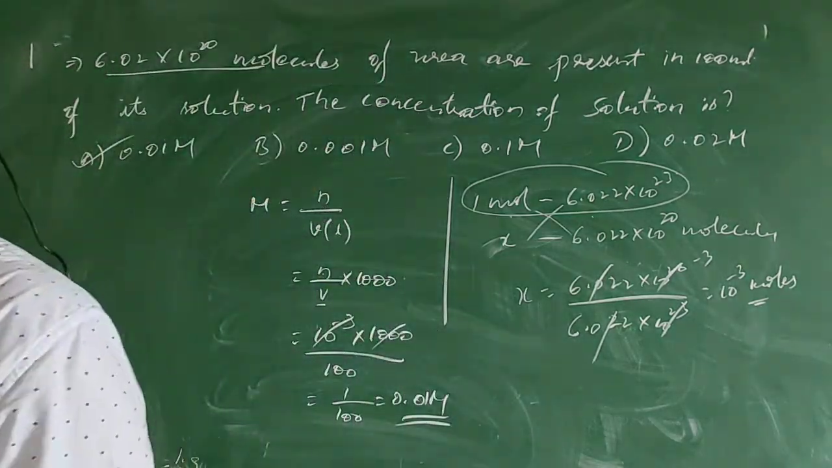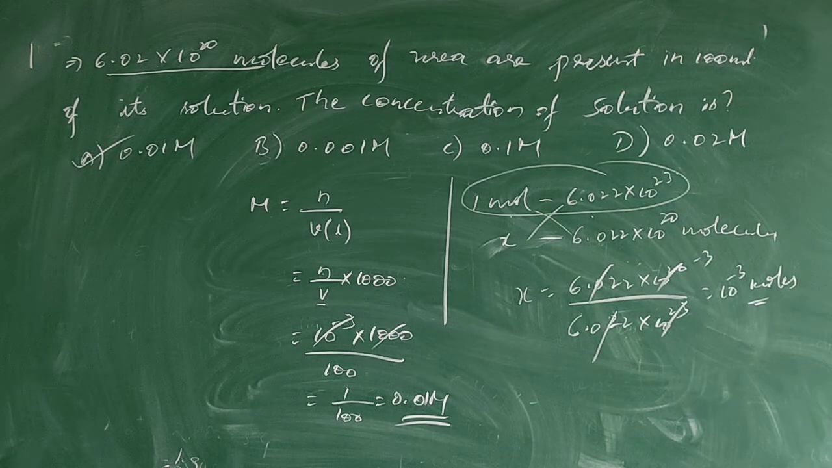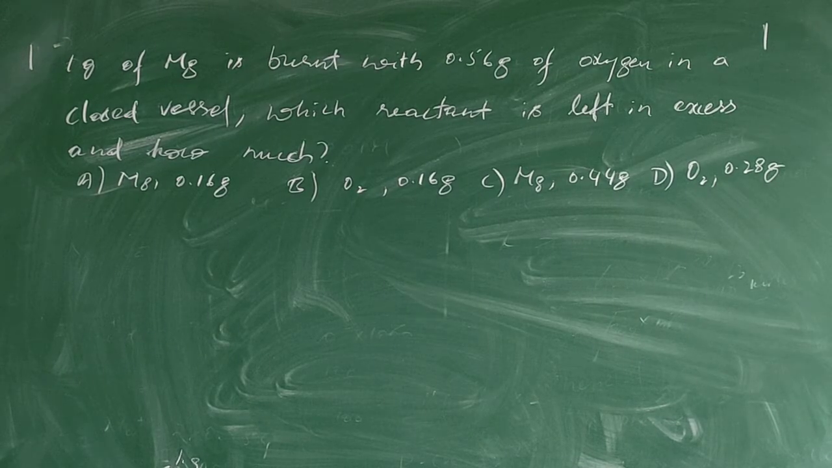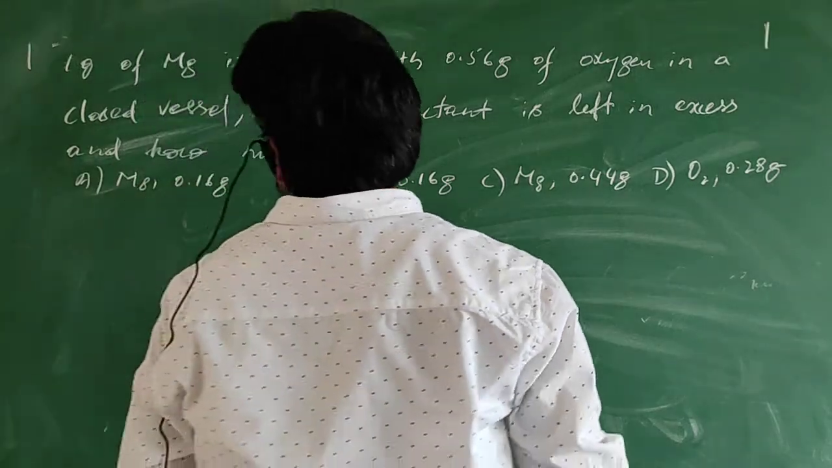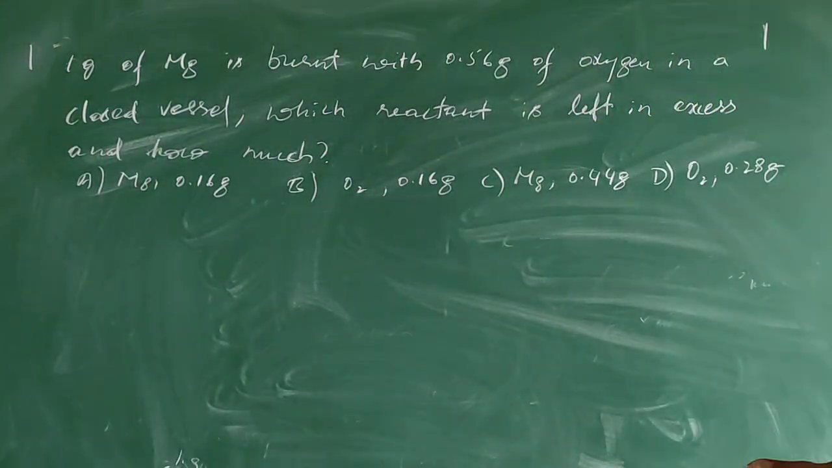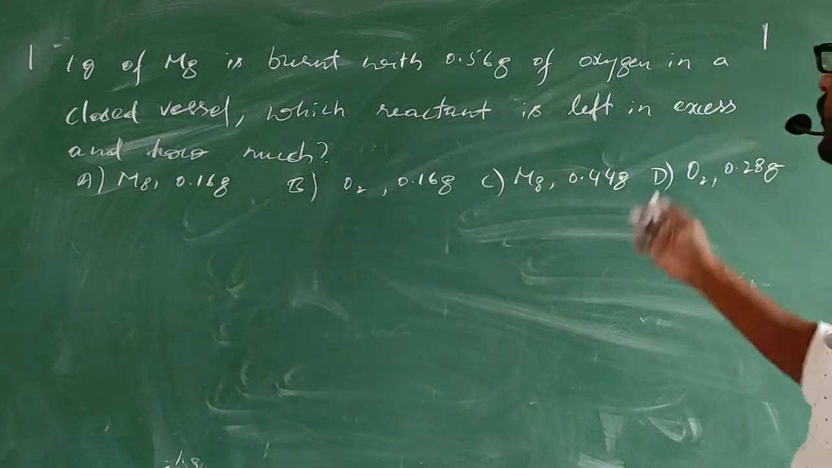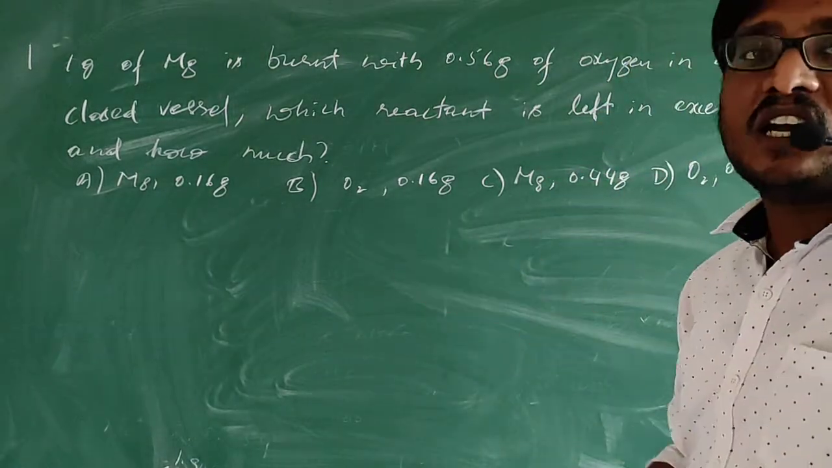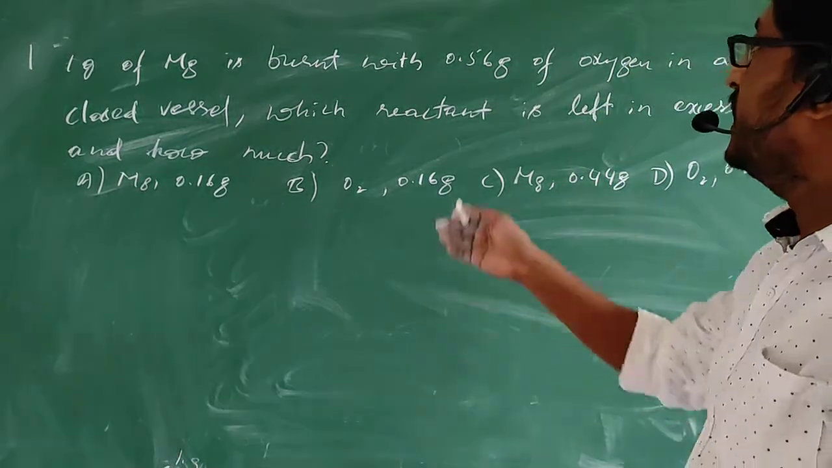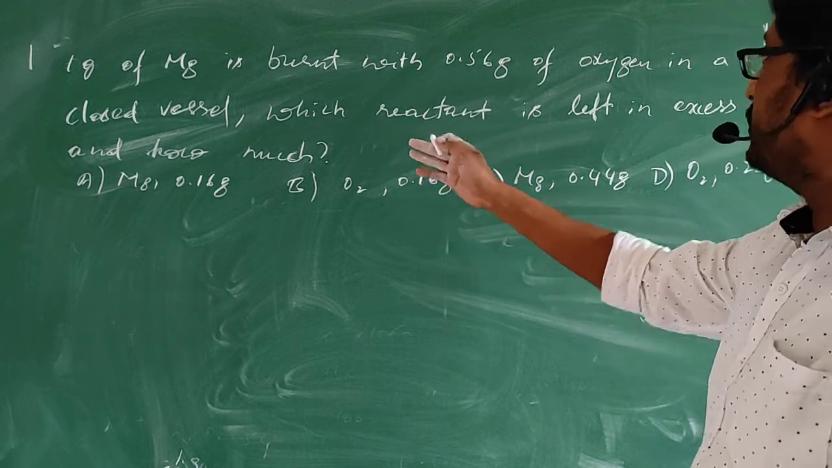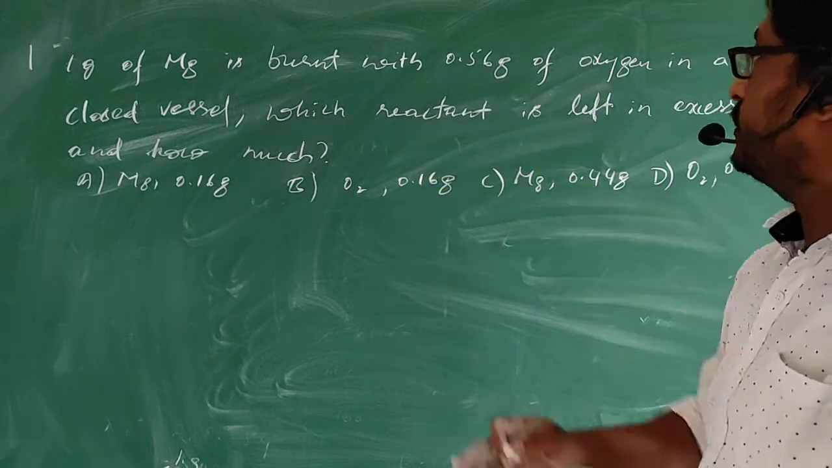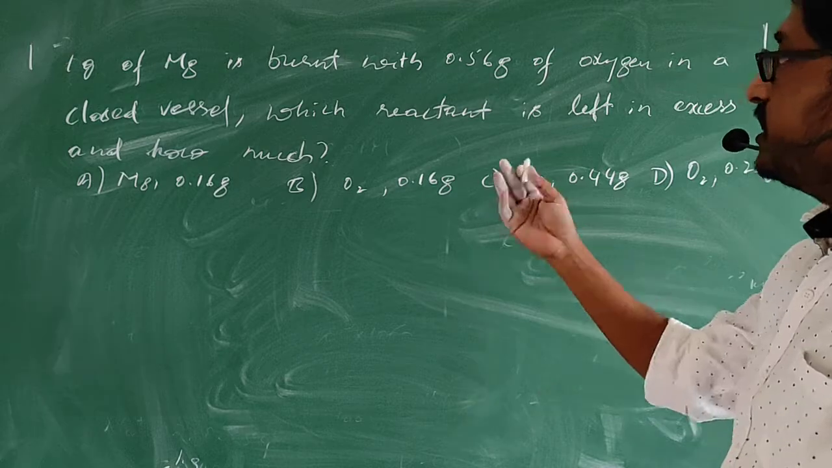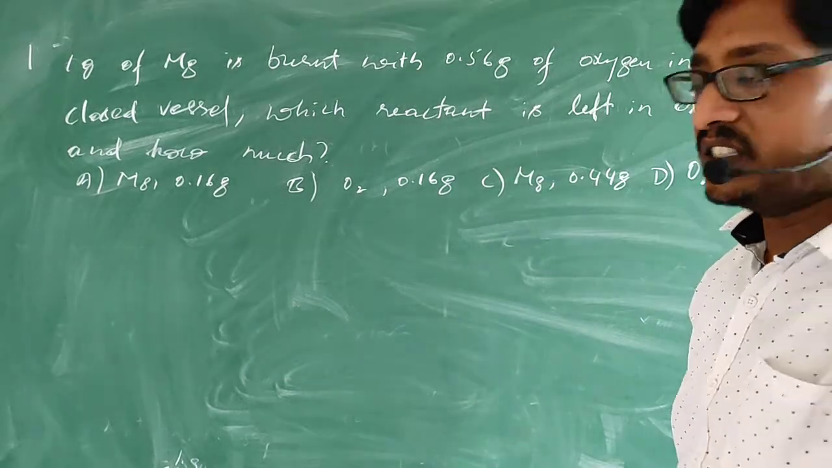Let us see the next question. Okay, let us see this question. See the question. 1 gram of magnesium is burned with 0.56 gram of oxygen in a closed vessel. Which reactant is left in excess and how much? He is saying that magnesium is burned with oxygen in a closed vessel. Okay, which reactant is left? He is asking this.